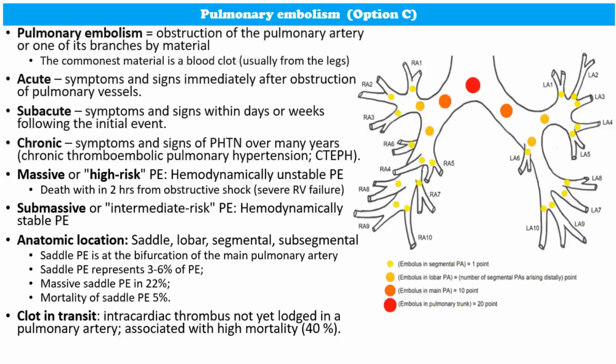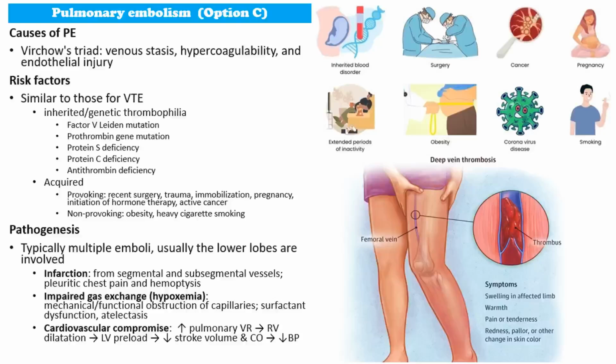The pathogenesis of PE involves a complex interplay of factors, often summarized by Virchow's triad, which consists of three pathologic events: venous stasis, endothelial injury, and hypercoagulability. Venous stasis refers to the slowing or stopping of blood flow, which can occur during prolonged immobility, such as long flights or bed rest. Endothelial injury, which is damage to the inner lining of blood vessels, can be caused by trauma, surgery, or inflammation.